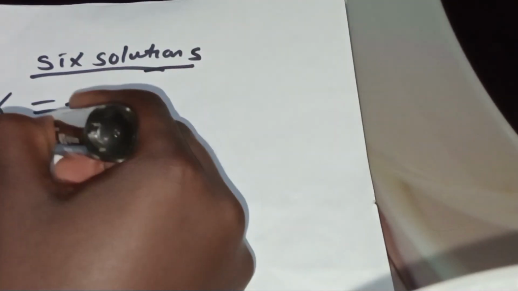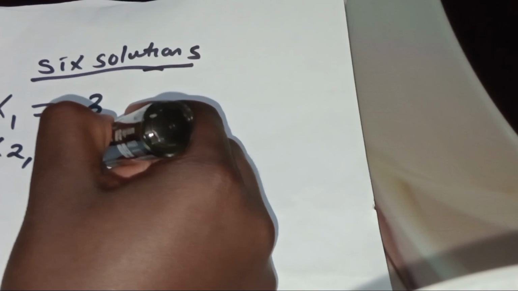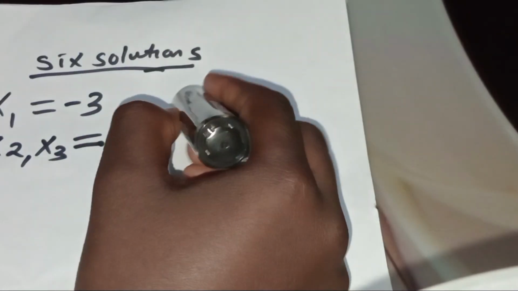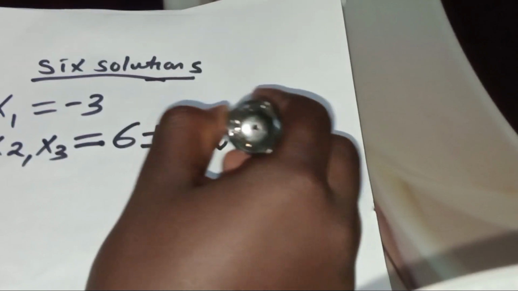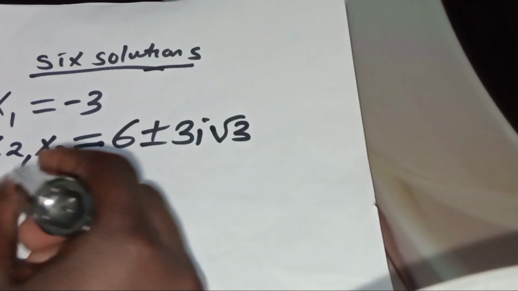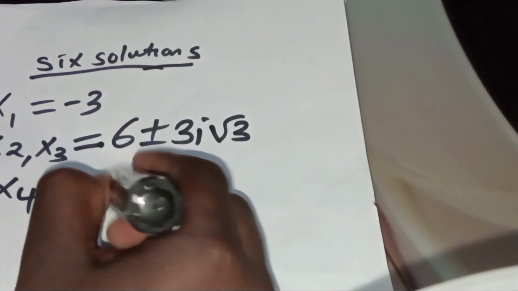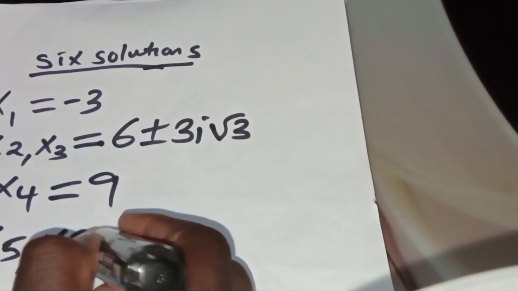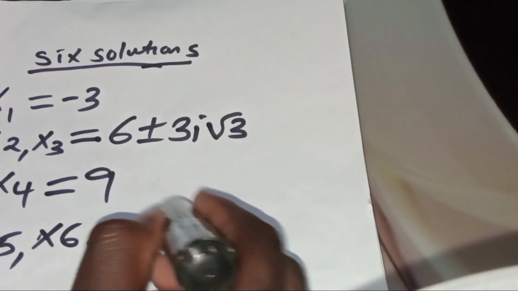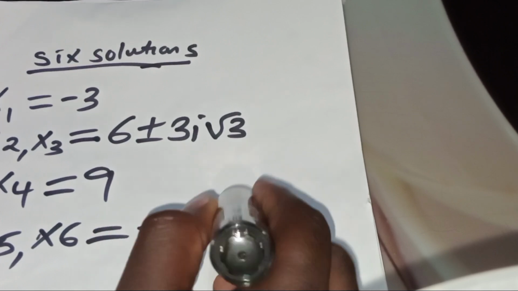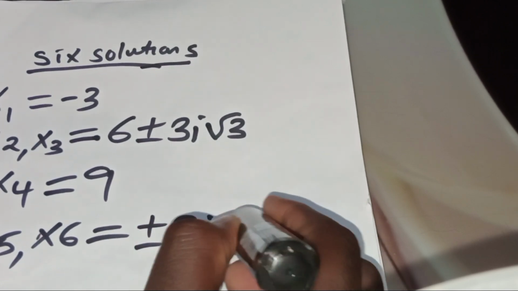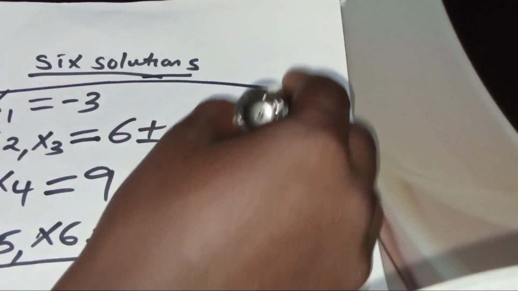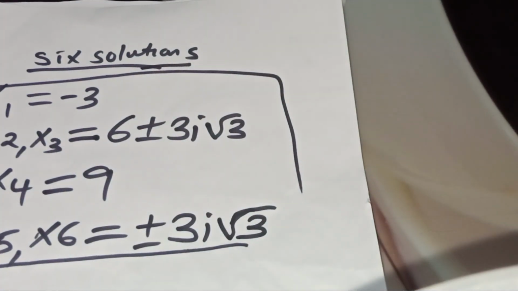Therefore, the solutions are: x1 is equal to negative 3, x2 and x3 are equal to 6 plus or minus 3i square root of 3, and then we have x4, which is equal to 9, and then x5 and x6 are equal to plus or minus 3i square root of 3. Now these are the 6 solutions that we have from this algebra problem.